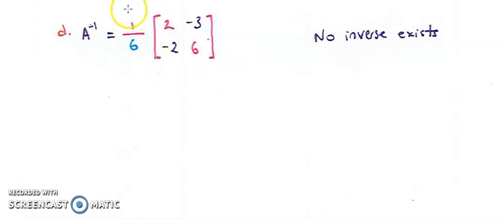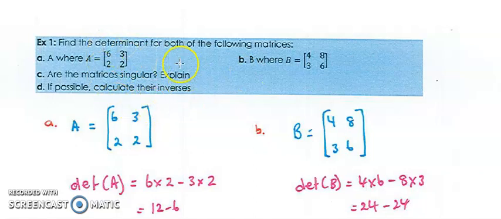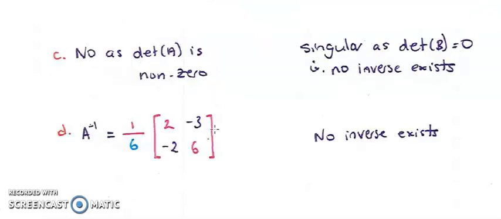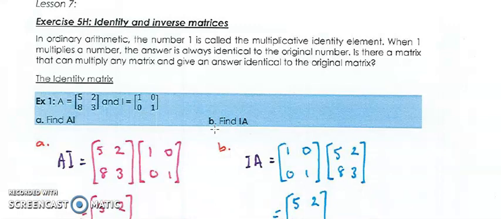If you were to get this inverse and multiply it with the normal matrix, you will get the identity matrix with a leading diagonal of 1s. And that concludes that lesson of identity and inverse matrices. Go ahead and check out the questions for exercise 5H on your log sheet. And I'll see you soon.